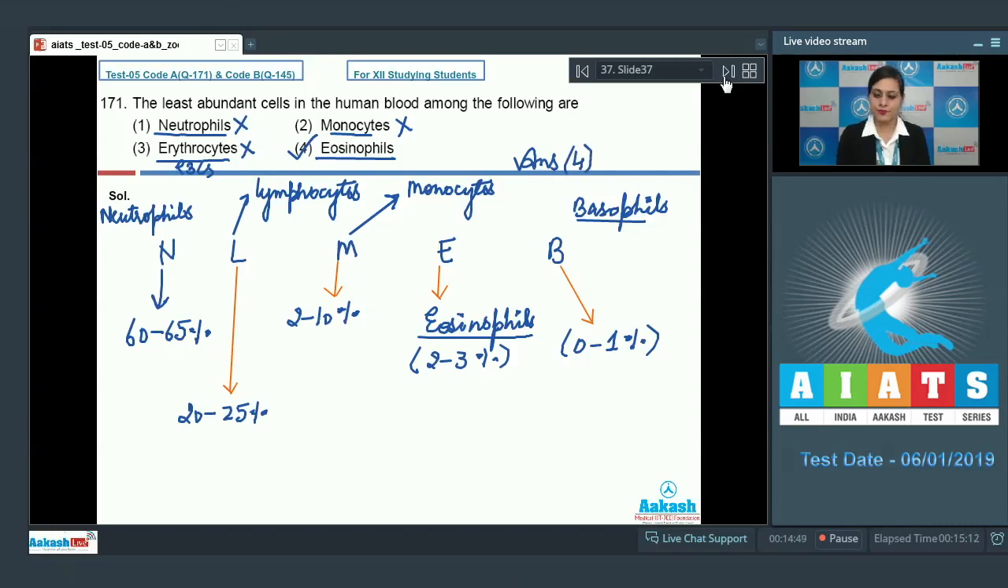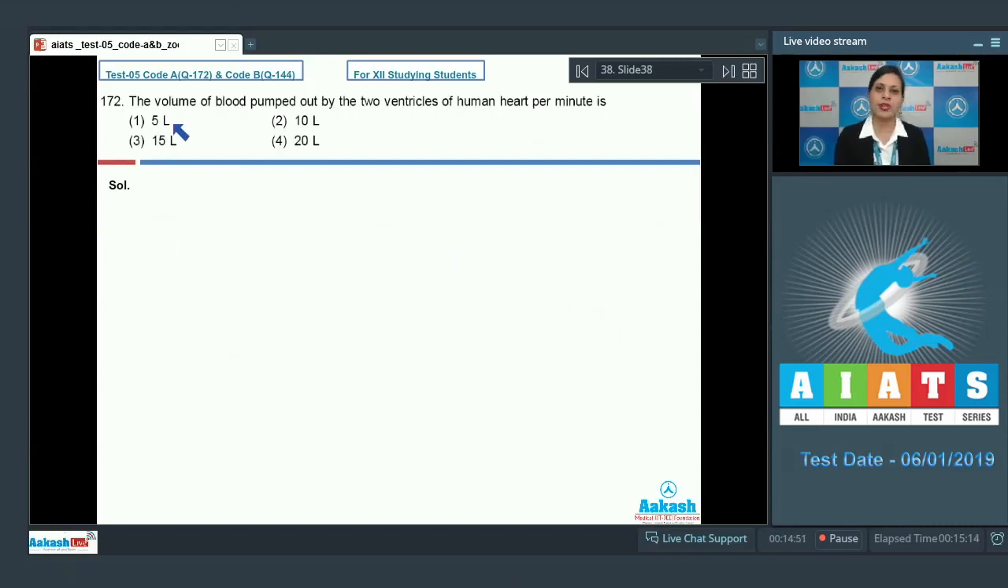Let's discuss our next question. Question number 172. The volume of blood pumped out by the 2 ventricles of human heart per minute is... We know that the volume of blood pumped out by each ventricle of human heart per minute is known as cardiac output, which is equal to 5 liter in volume.